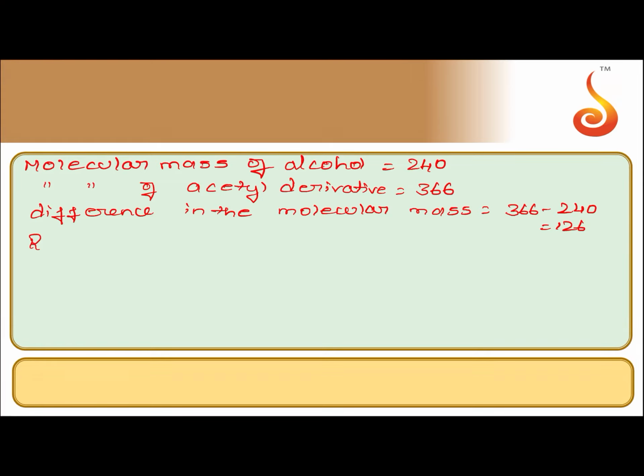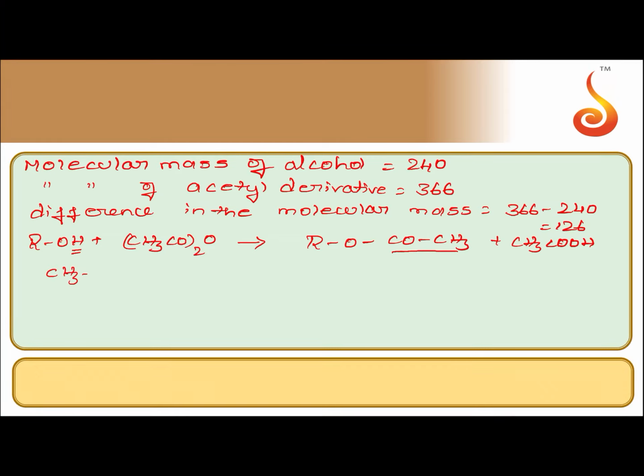Okay. Now let us see the reaction. Alcohol reacts with acetic anhydride. What will you get? ROCOCH3 plus CH3COOH. Means H of alcohol is replaced by COCH3 group. So when one OH group of alcohol is reacting, what will be the change in the molecular mass of the alcohol? Let us find out now.